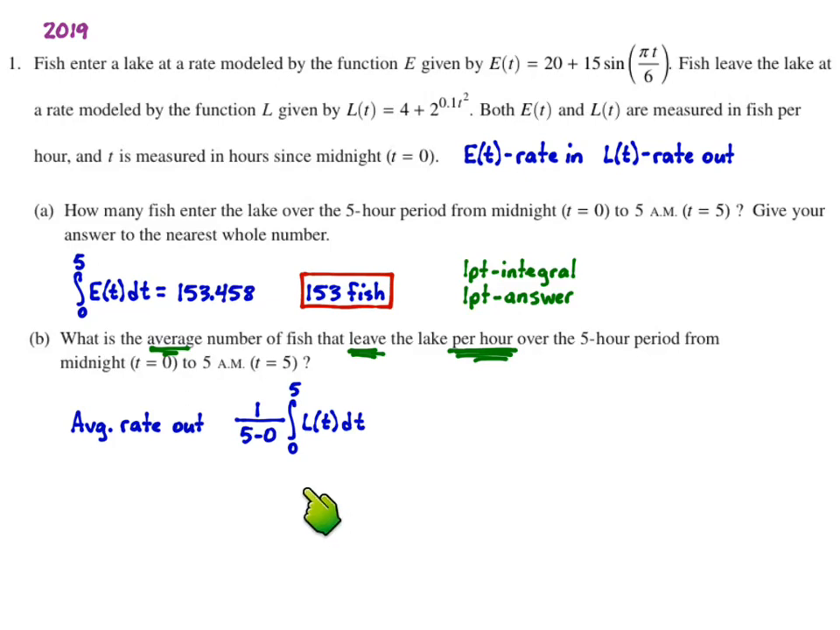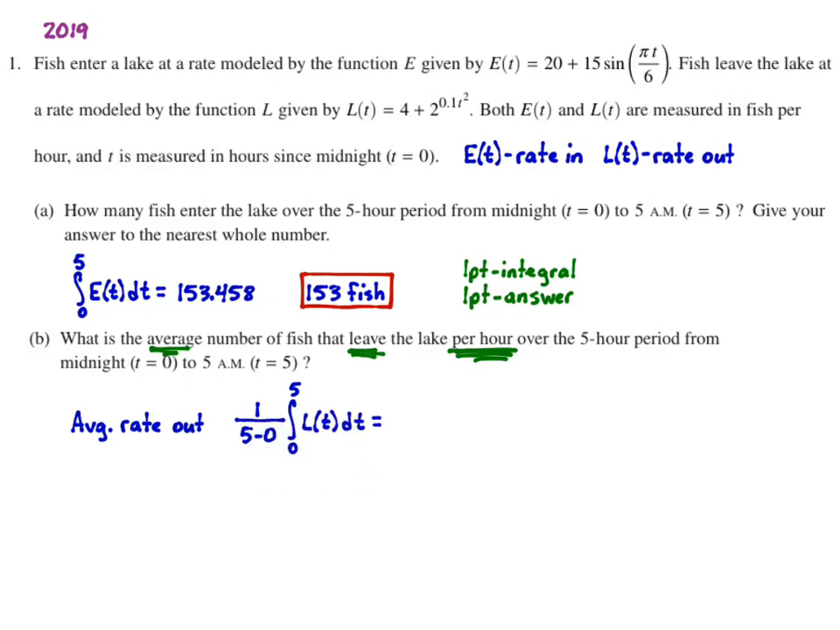And again, let's understand the units here. L of t is fish per hour. When I take the integral of fish per hour, I'm getting fish, so the integral is fish. And then when I'm dividing it by this 5 minus 0, the units on that are hours. So we're getting 1 over hours times fish, which turns into fish per hour. And so that makes sense here. This is the average value of L of t, or it's the average value of the rate, because L is a rate, therefore it's the average rate in this case.